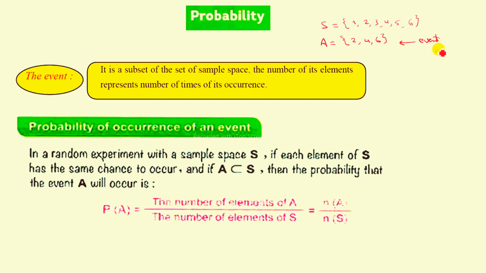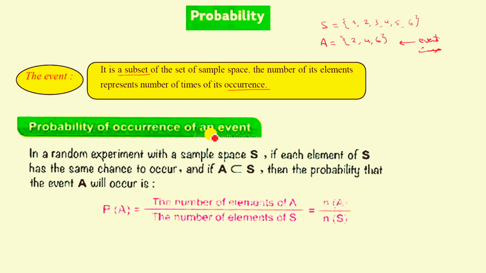event يعني حدث ايه؟ والايفنت بيكون ايه؟ subset from the sample space. يبقى the event is it is a subset of the sample space. And the number of its elements represents number of times of its occurrence. يعني ايه event A represents the event of getting an even number when tossing a die 2 4 and 6. يبقى event والايفنت بيكون subset جزء من السامبل سبيس as you see.